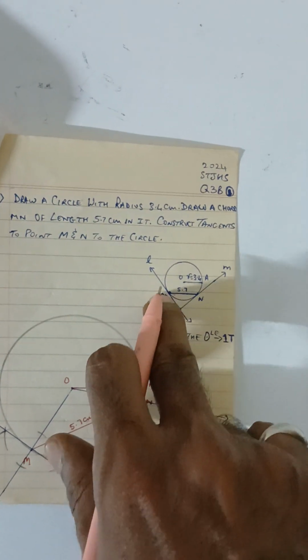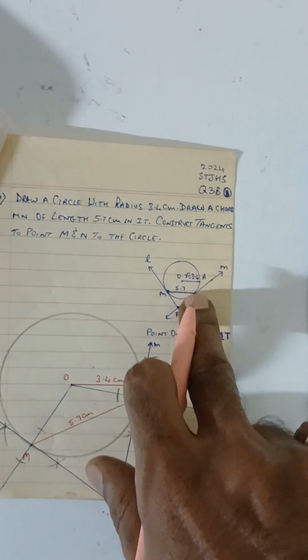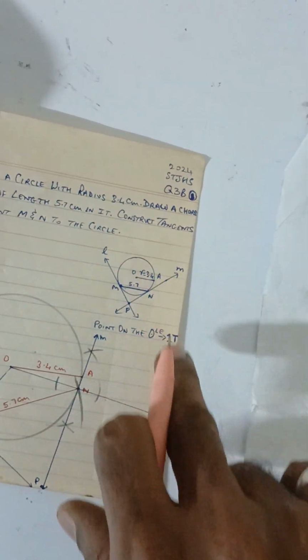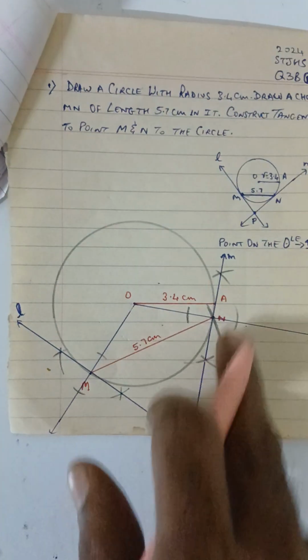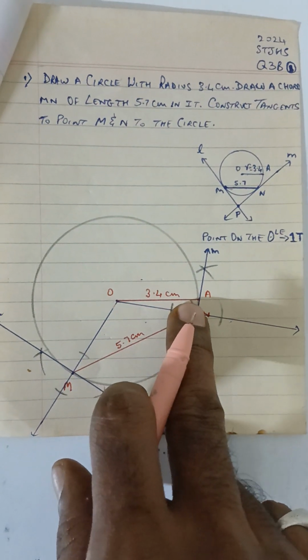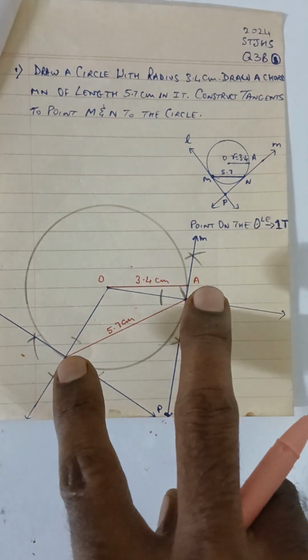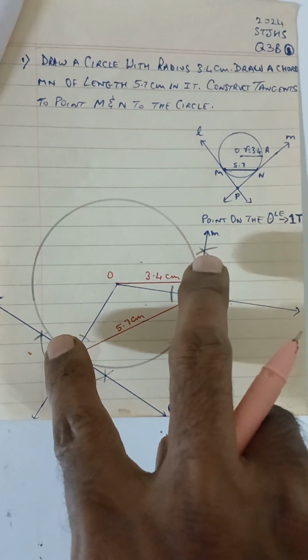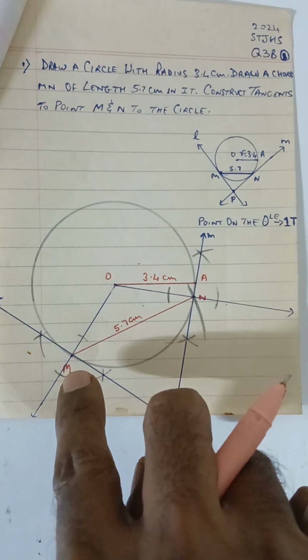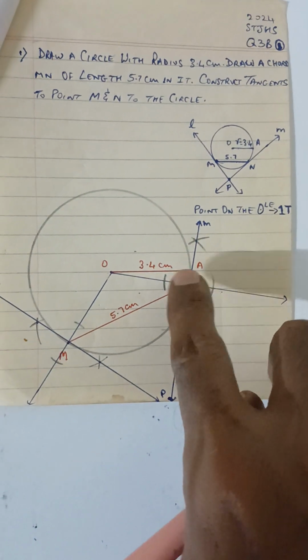Since the point M is on the circle, we'll get one tangent, and even on point N, which is on the circle, we'll get one tangent. How to construct? First of all, we'll take a circle of radius 3.4. Then we'll take the protractor with measure 5.7. Mark it over here, 5.7. Draw the arc.